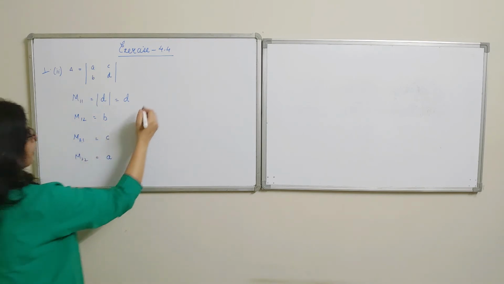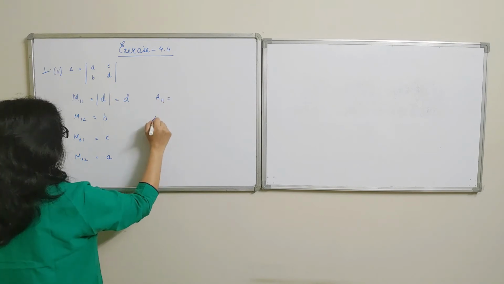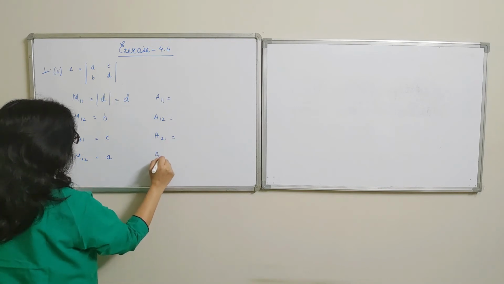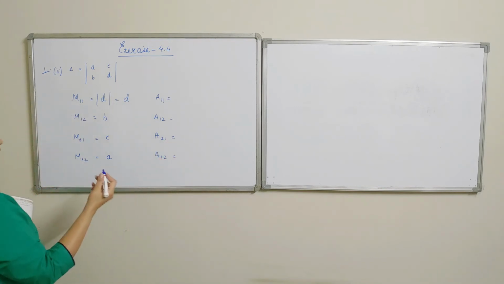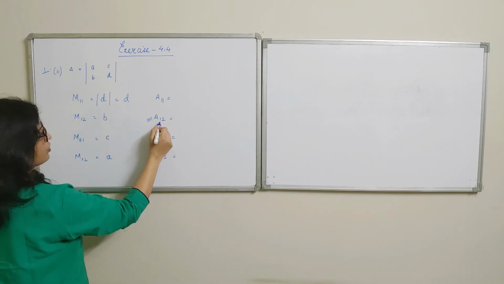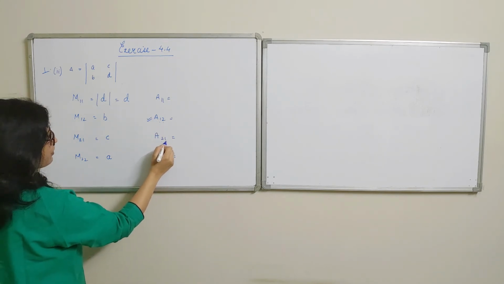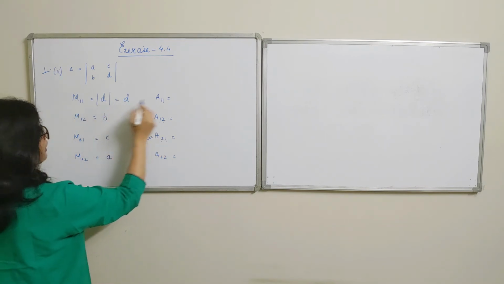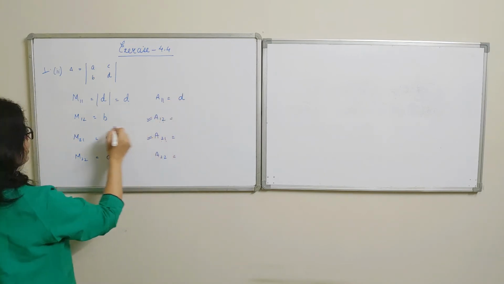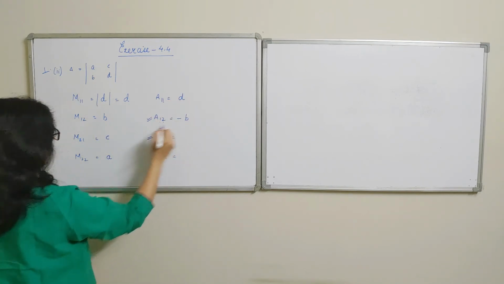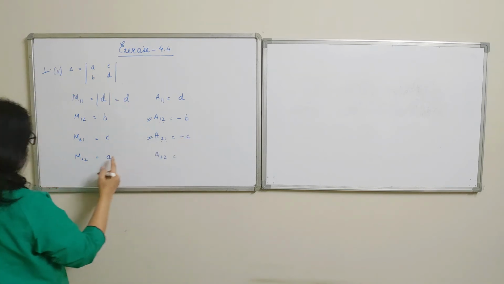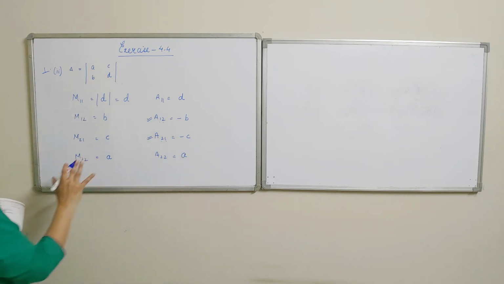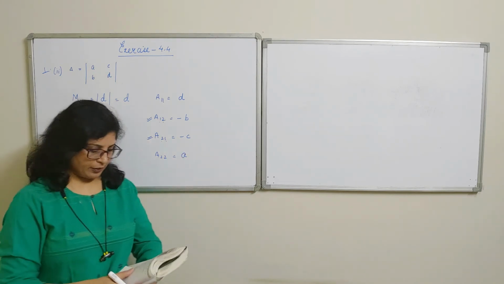Alright, minors obtained. Now to find out the corresponding cofactors. See which elements will change their sign. Because the sum of subscripts is odd here, these two elements will change their signs. So minor M11, D, is also the same as the cofactor of the same element. Positive B will become negative B, positive C becomes negative C, and the minor of element A22 is A, and this will also be the cofactor. Alright, so finding out minors and cofactors of a 2 by 2 determinant is easy.